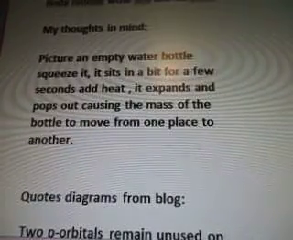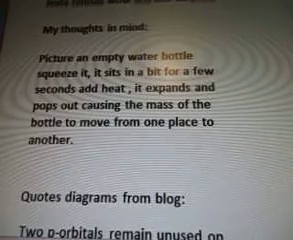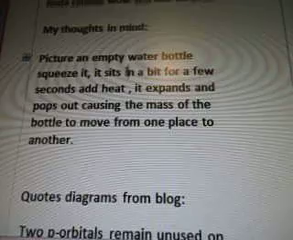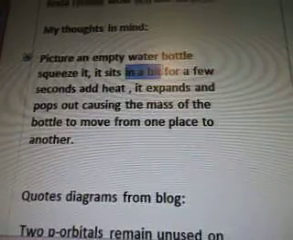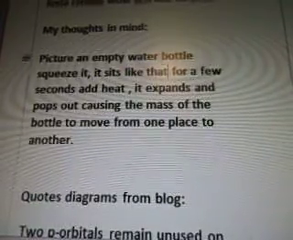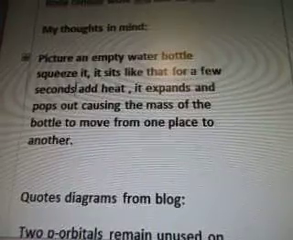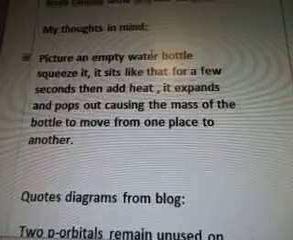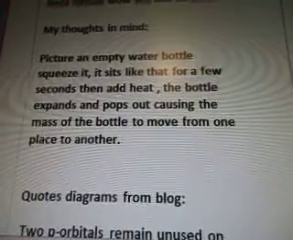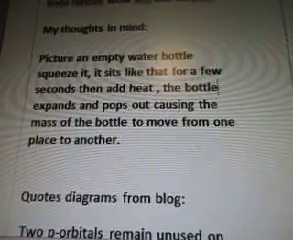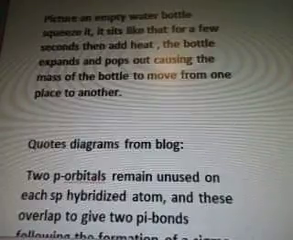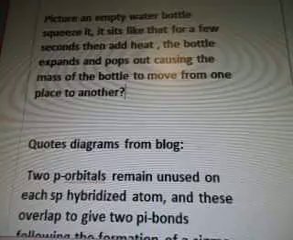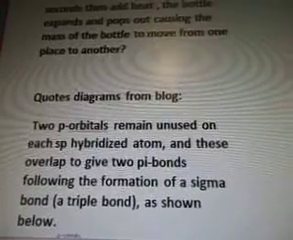Picture an empty water bottle, squeeze it. It sits like that for a few seconds, then add heat. The bottle expands and pops out, causing the mass of the bottle to move from one place to another. Okay, I don't know if that's true or not, so let's put a question mark. It's just a question.